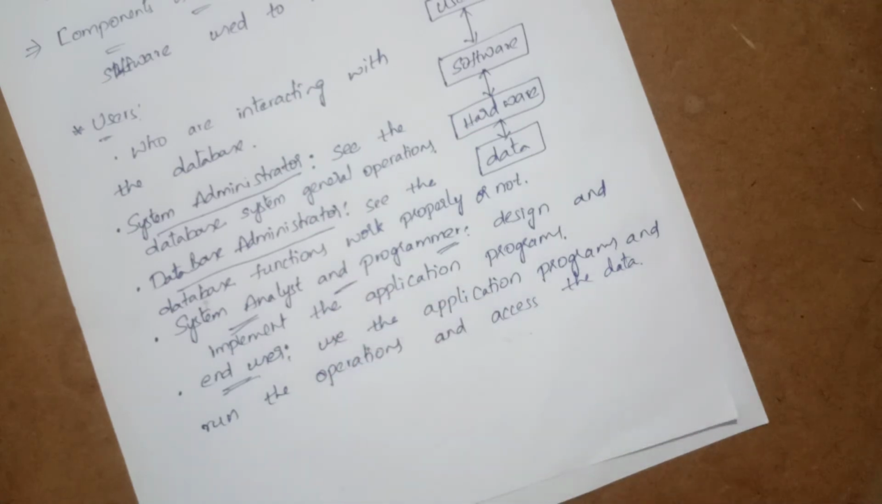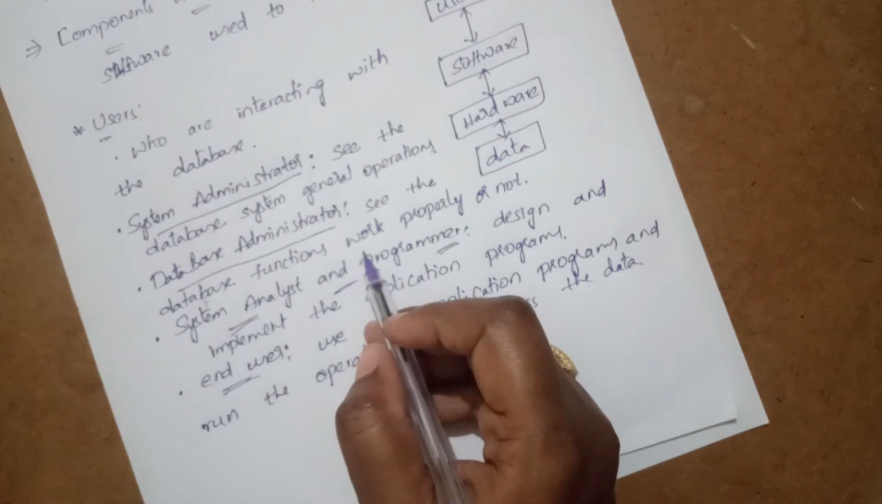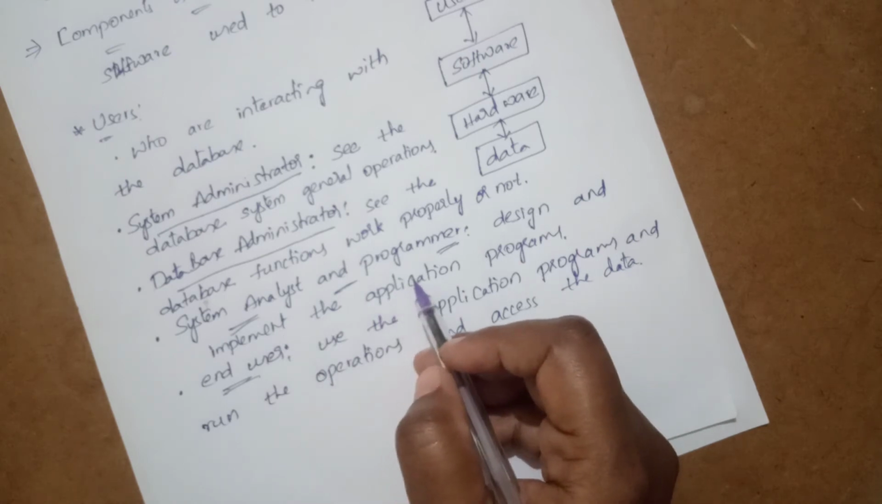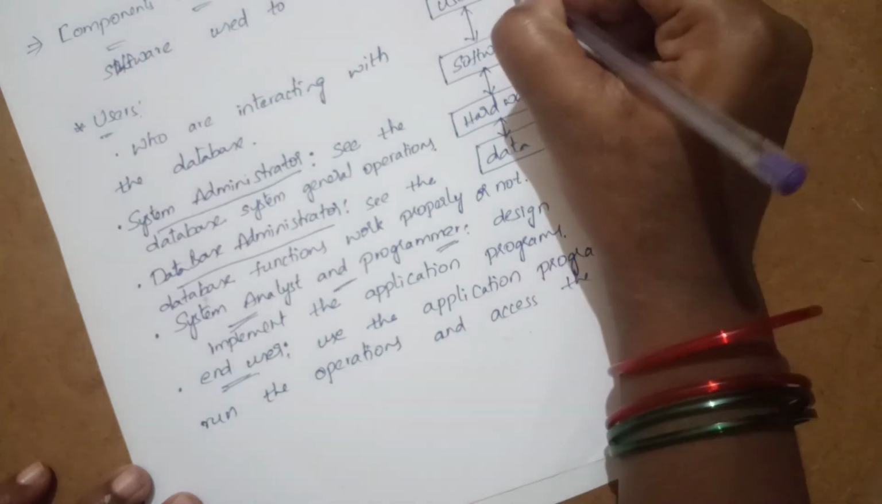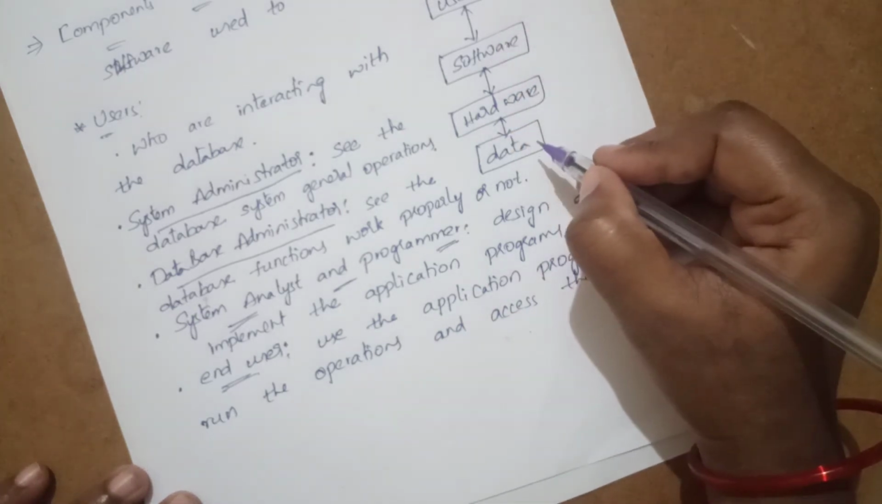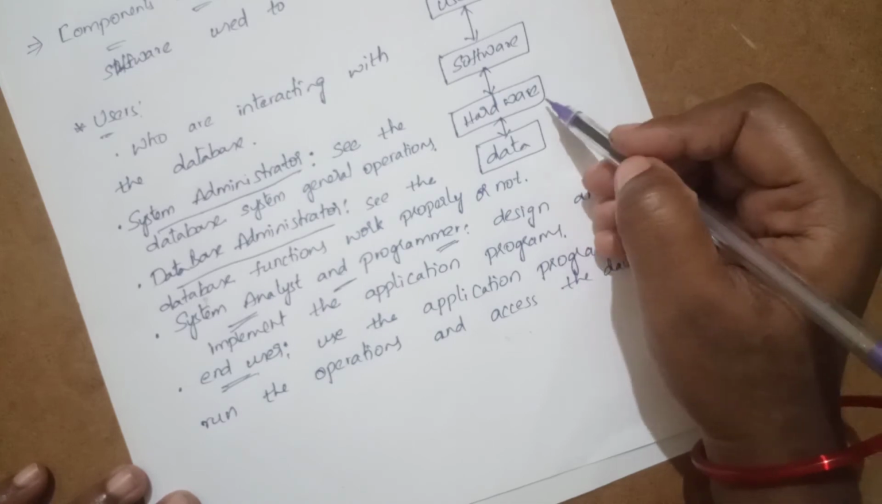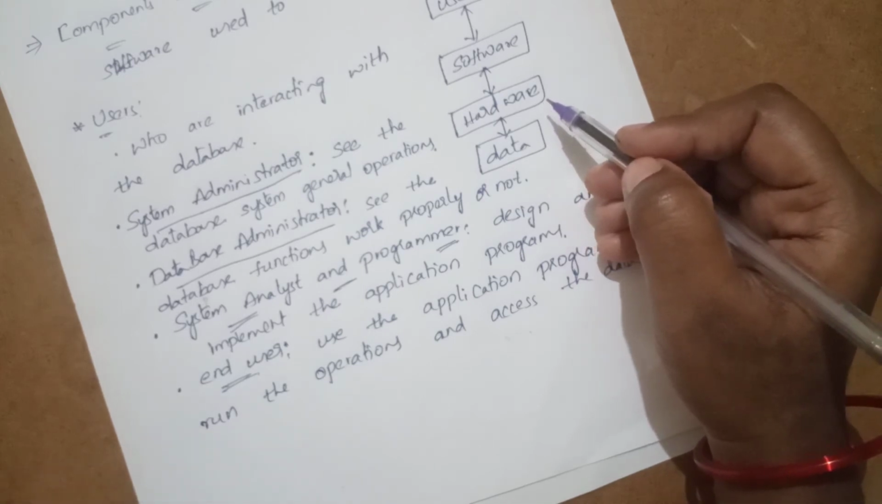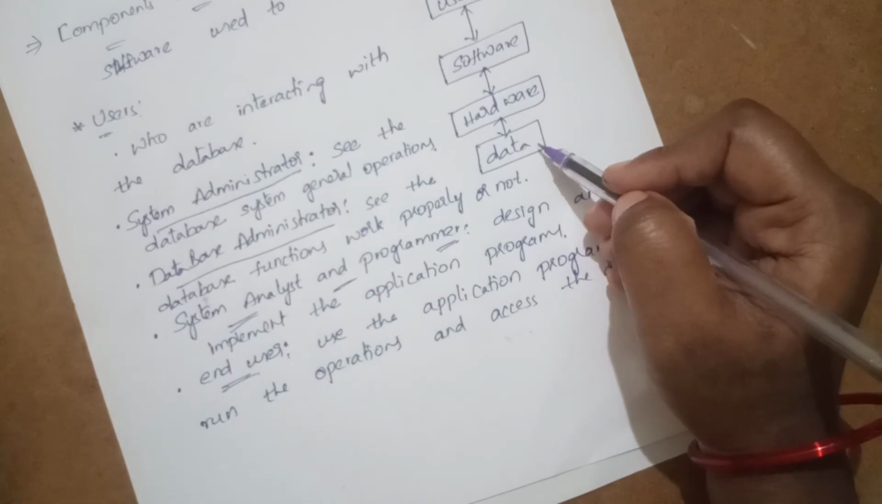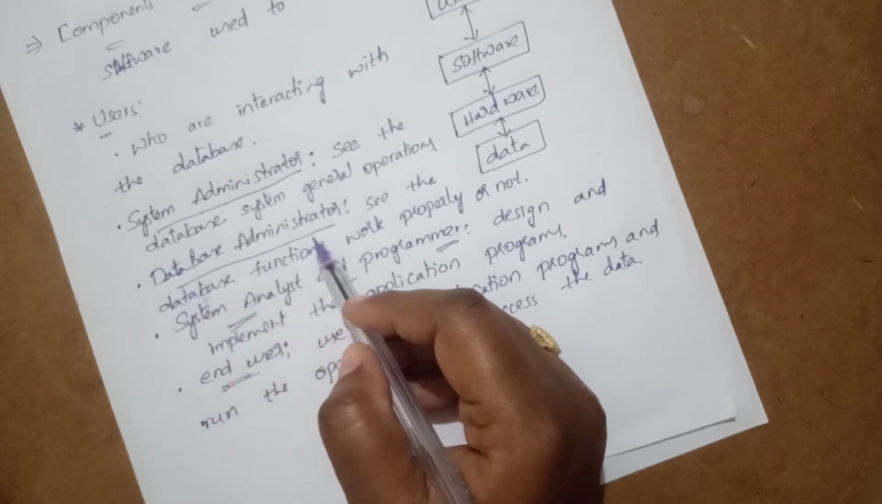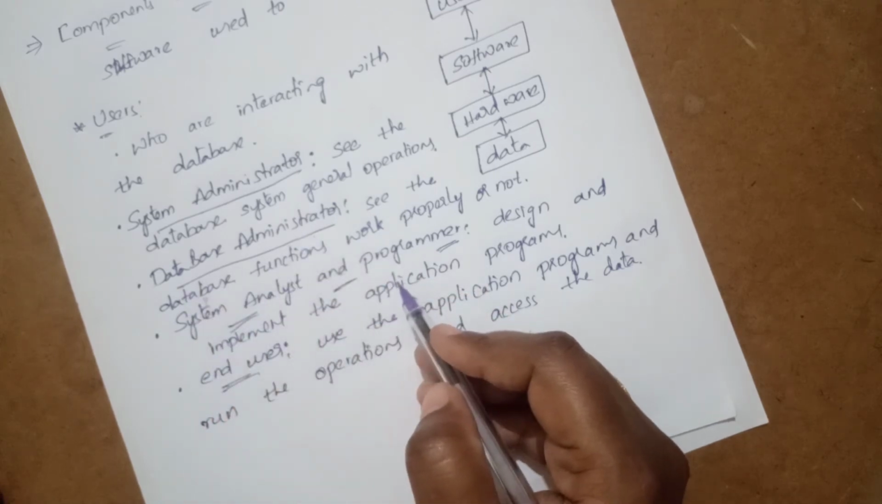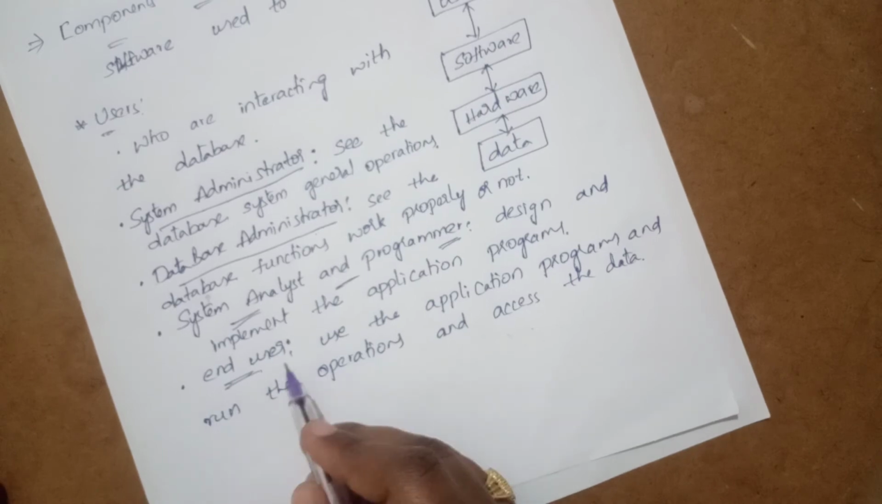And all these are the persons who are interacting with the database at different levels: system administrator, database administrator, system analyst and programmer, and the final one is end user. So that is users, the persons who are interacting with the database by using software and hardware and access the data from the database.